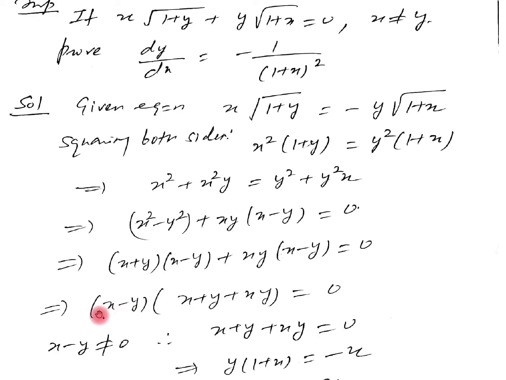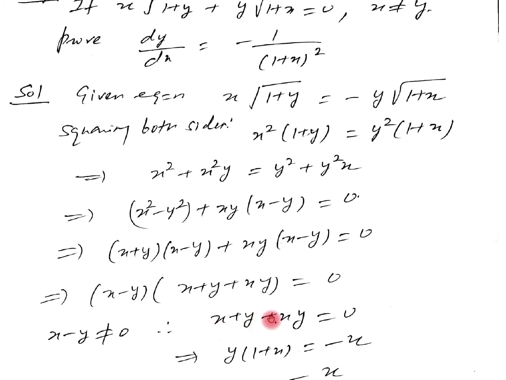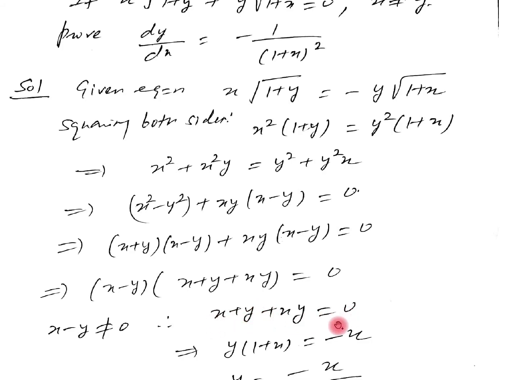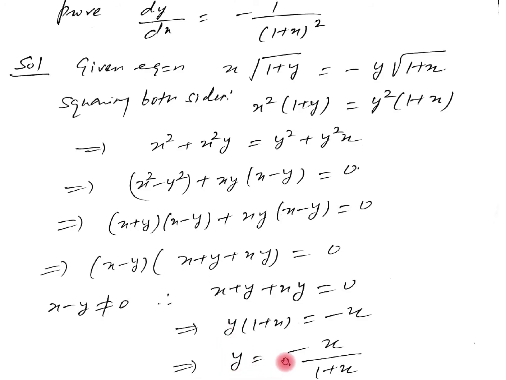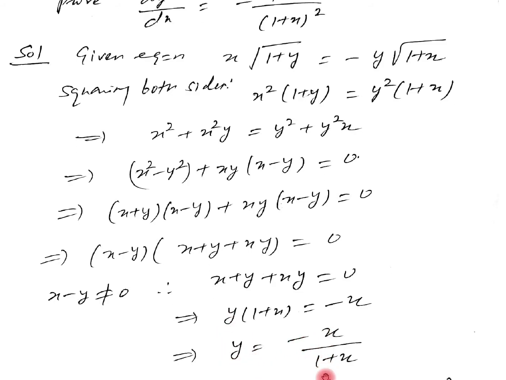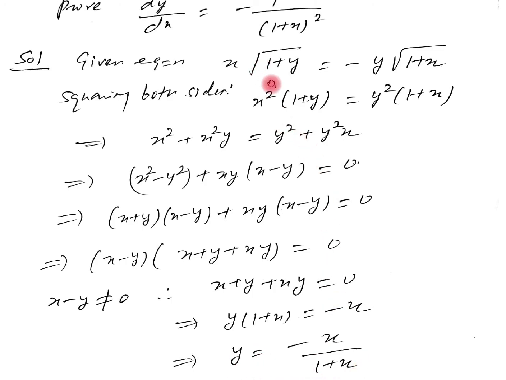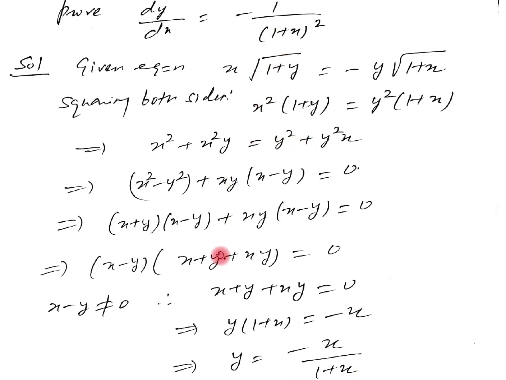Now the product of two factors is 0. Either each of them or both of them may be 0. But this cannot be equal to 0 according to the given condition. So we are left with x plus y plus xy equal to 0. Then simplifying, we get y equal to minus x upon 1 plus x. So we have converted our implicit function into an explicit function, which is the requirement of our answer.